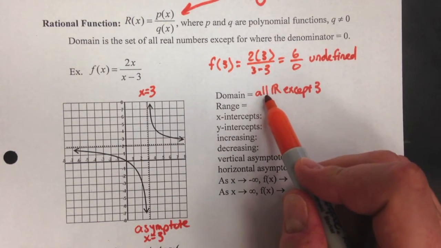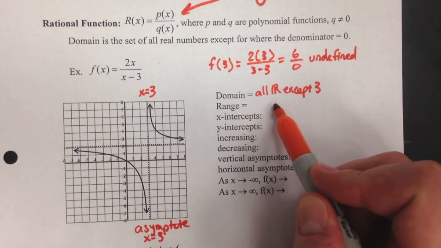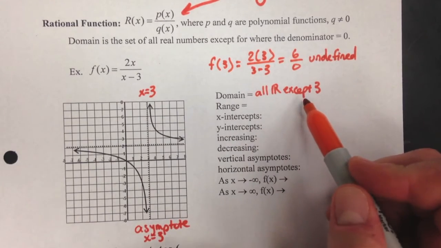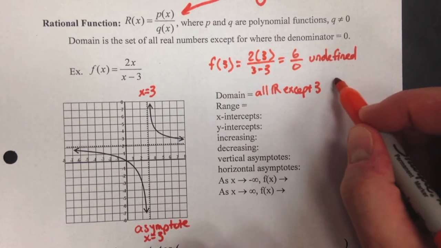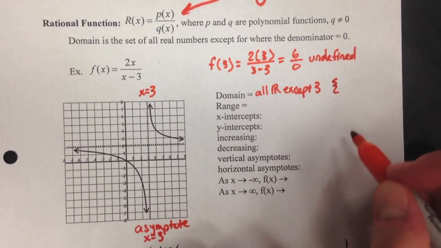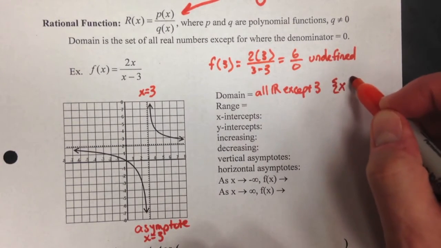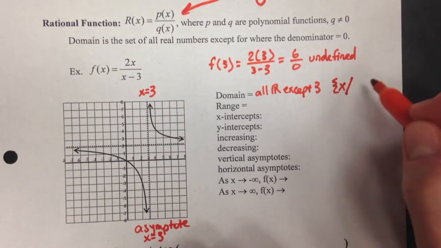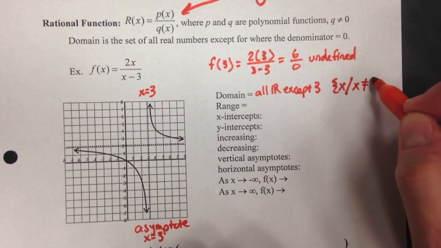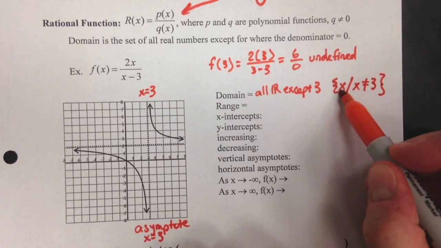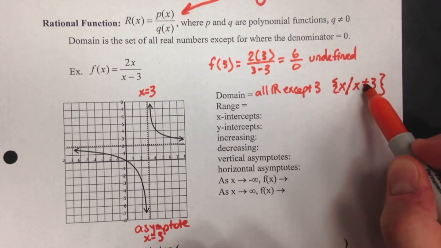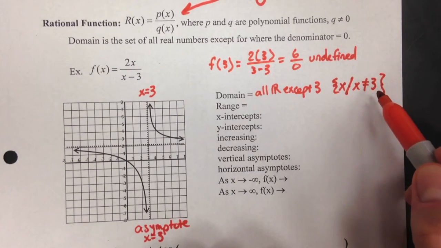So for my domain, I could substitute any other number except for 3. So you can write it like this. Another way that you'll see it is as a set, where we'll say the set of x's, and then a slash, x is not equal to 3. So the way we read this is the set of x's such that x cannot be equal to 3.